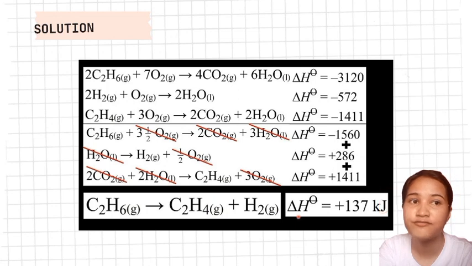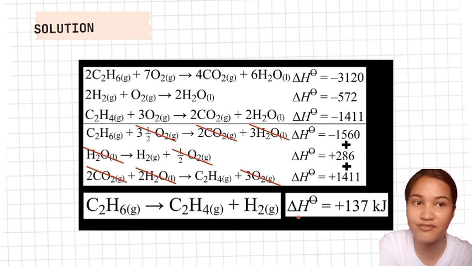We have 1 mole of ethane in the reactants of this equation, but on the final equation, we have 1 mole of ethane in the products. We need to reverse the equation. We also need to do this in our enthalpy change, giving us positive 1,411 kilojoules.